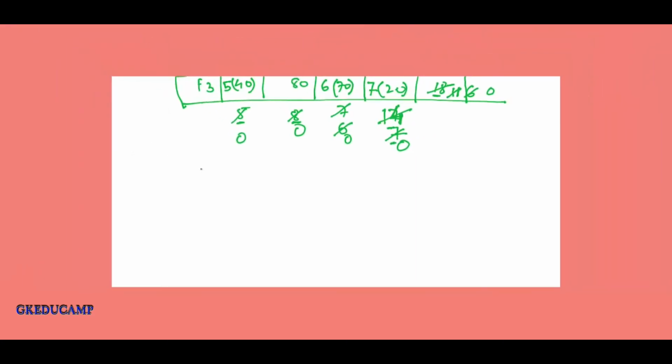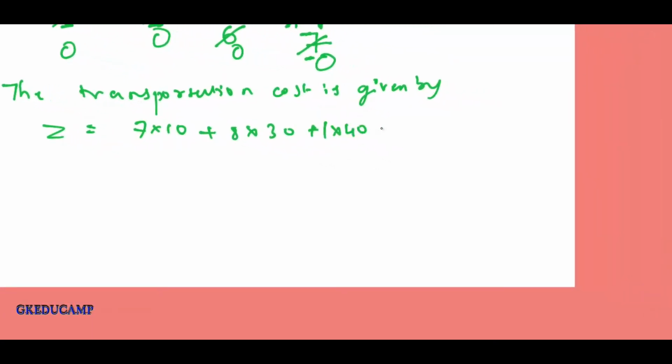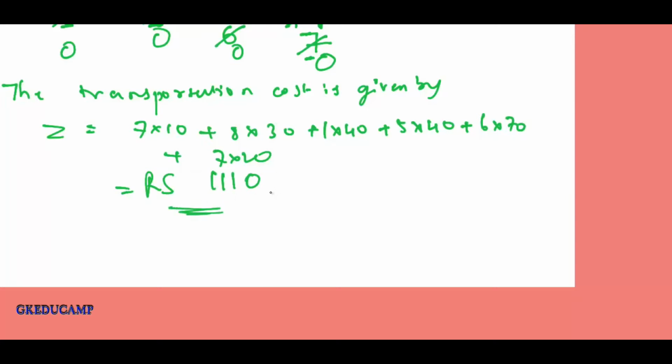So total of the row minimum method, you will get the transportation cost given by Z is equal to 7 into 10 plus 8 into 30 plus 1 into 40 plus 5 into 40 plus 6 into 70 plus 7 into 20 is equal to, you will get 3110 is the cost of the row minimum method transportation cost.